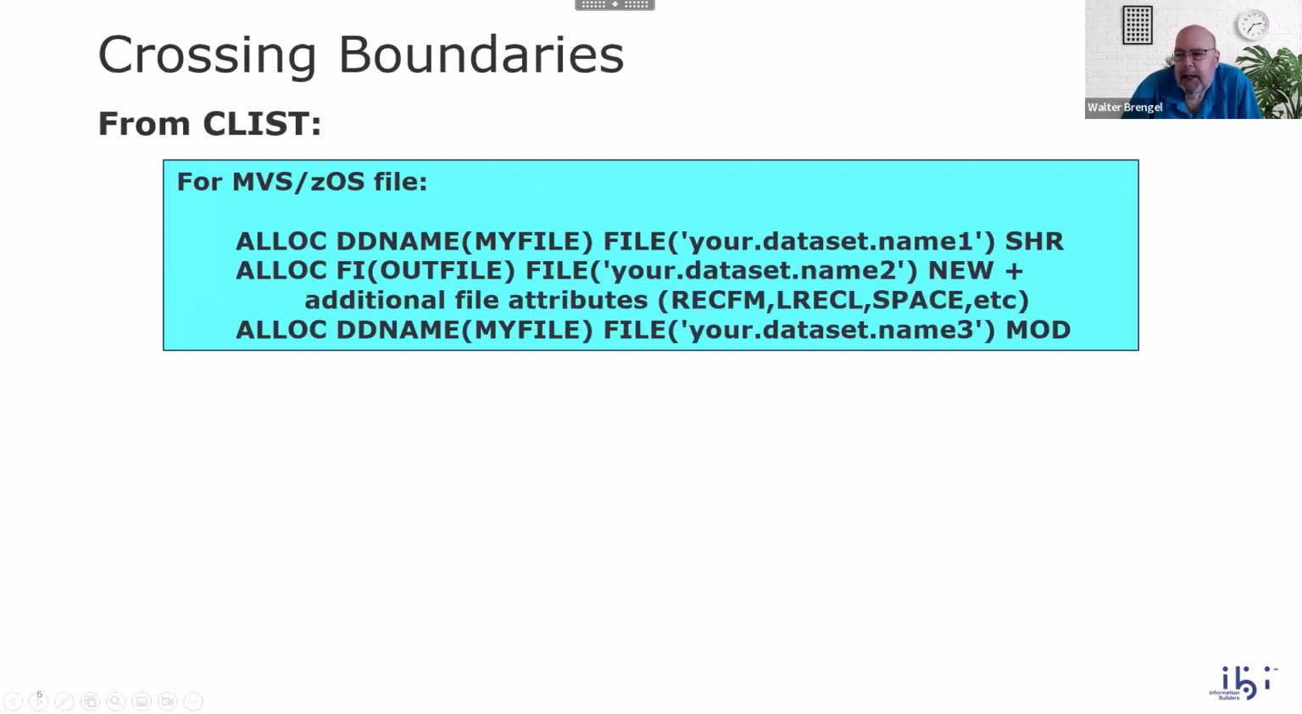In a CList, we use your standard ALLOCATE again. So I got ALLOCATE DD name or ALLOCATE FILE, your DD name, and then either FILE or your dataset name, which has your actual dataset name in it. If it already exists and you're going to do a share, fine. If you're creating it new, then you will also need to add the additional file attributes like LRECL and space, record format, those things. And if you're going to append to the file, you can add the MOD qualifier.